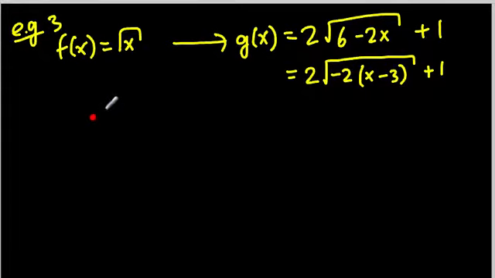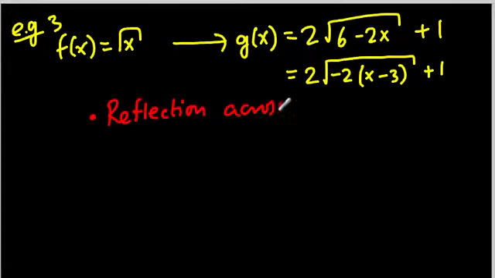So first, let's look at any reflections. We see that there's a negative on the inside, which means it affects the x's, which means that it's a reflection across the y-axis. So it's a reflection across the y-axis, and that's good.